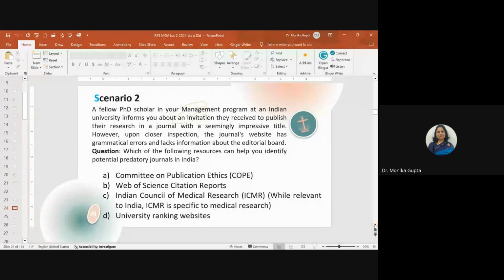Okay. So, another scenario: a fellow PhD scholar in your management program at an Indian university informs you about an invitation they received to publish their research in a journal with a seemingly impressive title. However, upon closer inspection, the journal's website has grammatical errors and lacks information about the editorial board. So, which of the following resources can help you identify potential predatory journals in India?